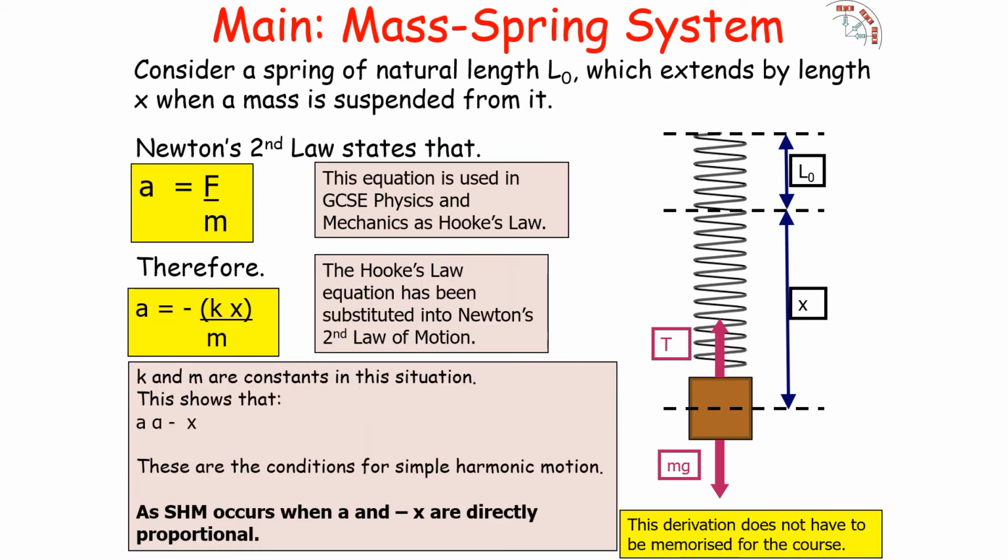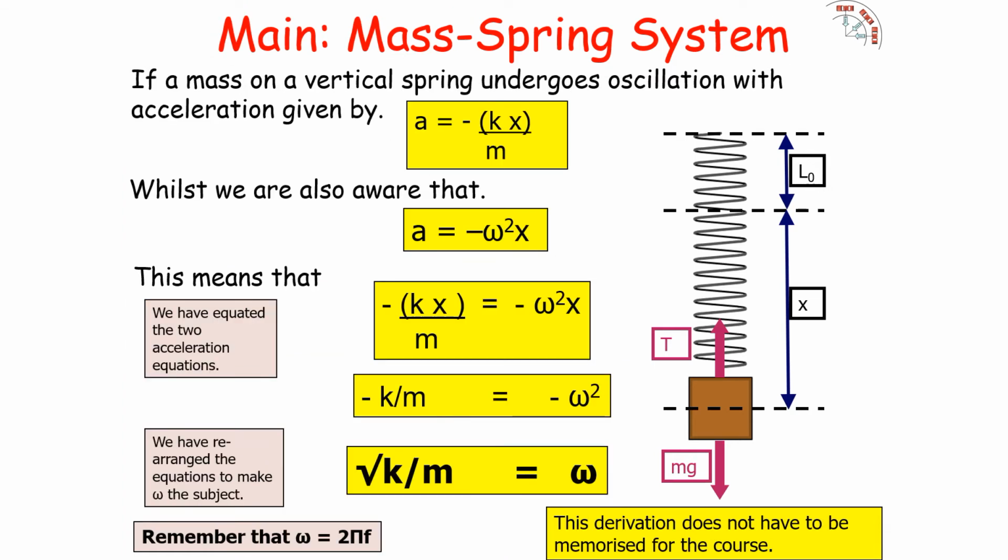So therefore we also know that a is equal to F over m from Newton's second law. So a is equal to minus kx over m. So it indicates to us that a is directly proportional to minus x, indicating that it follows simple harmonic motion. So if a mass on a spring undergoes oscillation with an acceleration given by a is equal to minus kx over m, and we also know that it's carrying out simple harmonic motion, so that a is equal to minus omega squared x, we can equate the two and derive to make omega the subject.